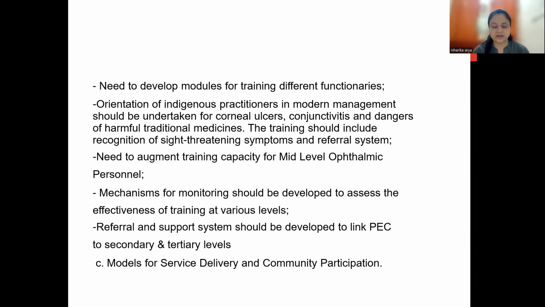Orientation of the indigenous practitioners in modern management should be undertaken for corneal ulcers, conjunctivitis, and dangers of harmful traditional medicines. The training should include recognition of sight-threatening symptoms and referral systems. Need to augment training capacity for the mid-level ophthalmic personnel. A mechanism for monitoring should be developed to assess the effectiveness of training at various levels. Referral and support system should be developed to link PC to the secondary and the tertiary level. Models for service delivery and the community participation.